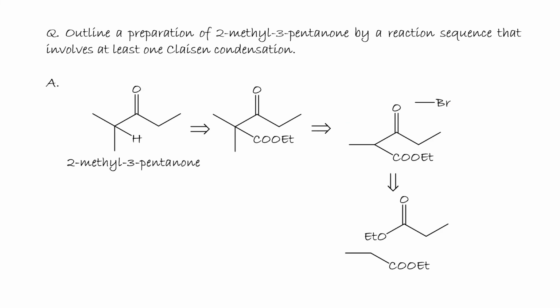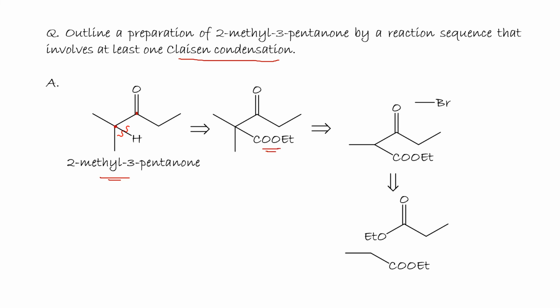Outline a preparation of 2-methyl-3-pentanone by a reaction sequence that involves at least one Claisen condensation. This is our target molecule, 2-methyl-3-pentanone. Here is the carbonyl. We go to the alpha of it, and we say, okay, alpha, replace this hydrogen with an ester.